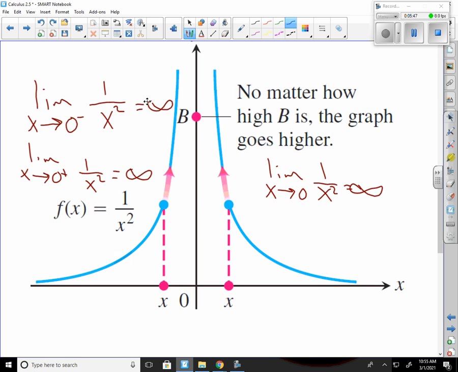So if I'm looking at this one, then no matter how high b is, the graph goes higher. If I'm coming from the right-hand side, it goes to infinity. If I come from the left-hand side, it also goes to infinity. So the limit of the entire thing in this case is infinity, because it's constantly going higher as x approaches 0, from the right and from the left.